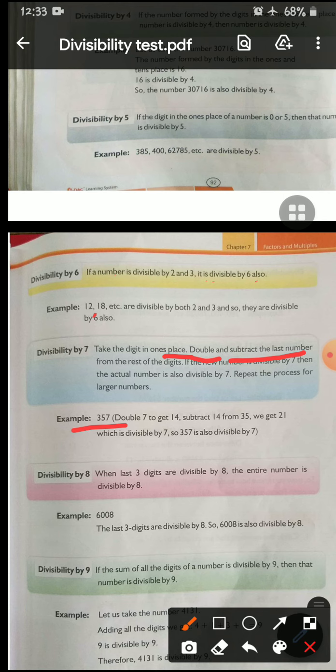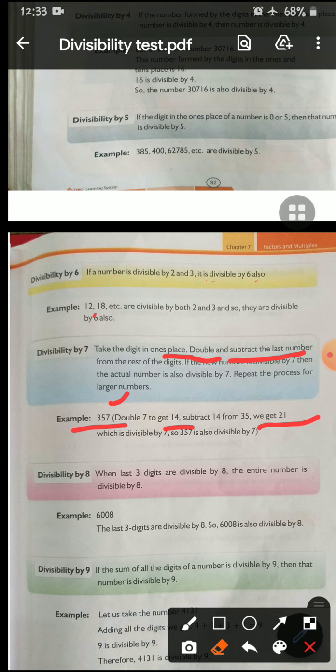First, you have to double the 7, the digit which is at your ones place. You have to double that digit. On doubling, you get your answer 14. Now you have to subtract that 14 from the remaining digits. That is 35. You have to subtract 14 from 35. On subtracting, you are getting your answer 21. Now your 21 is divisible by 7. It means 357 is also divisible by 7.